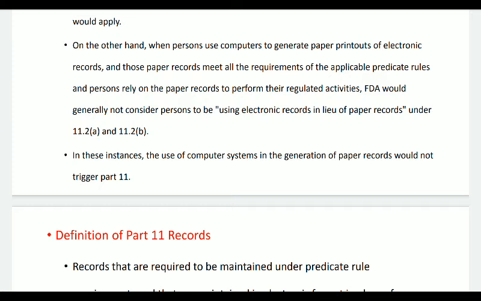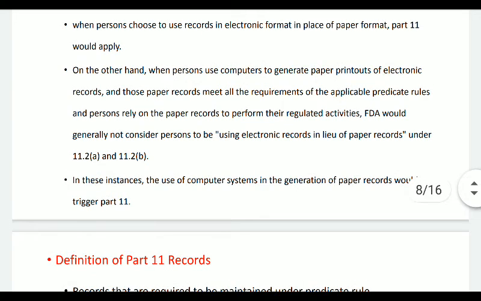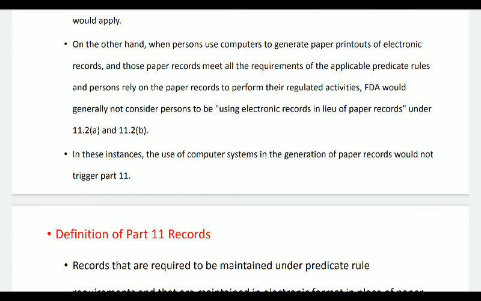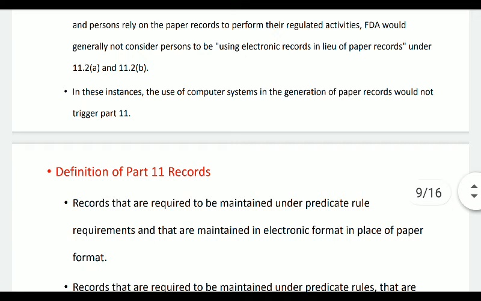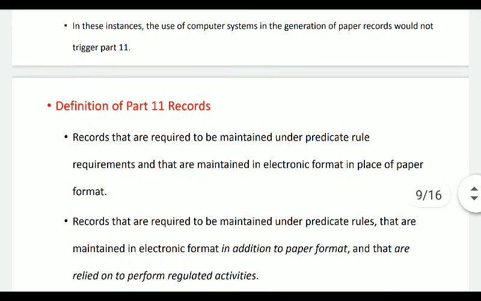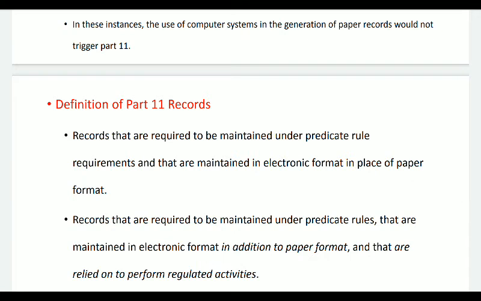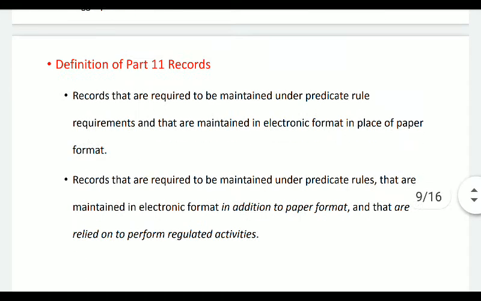So make sure that the data you are submitting is only in digital form; only then would it be a part of 21st CFR Part 11. Any kind of hard copy or physical documentation of electronic data will not qualify under Part 11. In this instance, the use of a computer system in the generation of a paper record would not trigger Part 11. As I said, even though the data is originally in electronic form, if the submission is in hard form, it would not trigger Part 11.